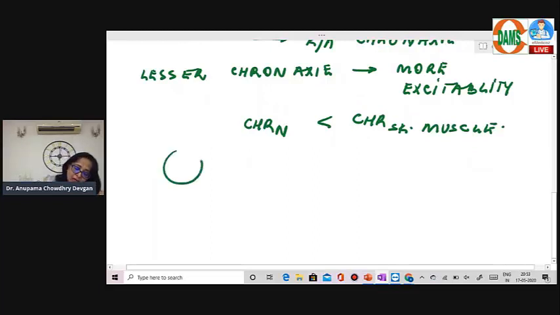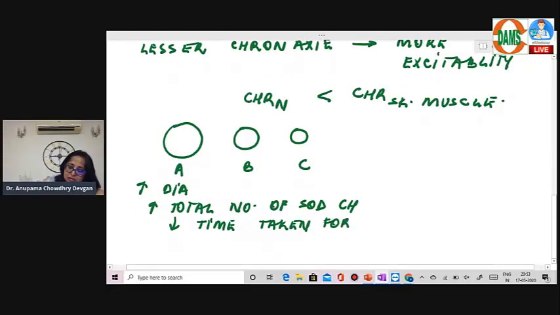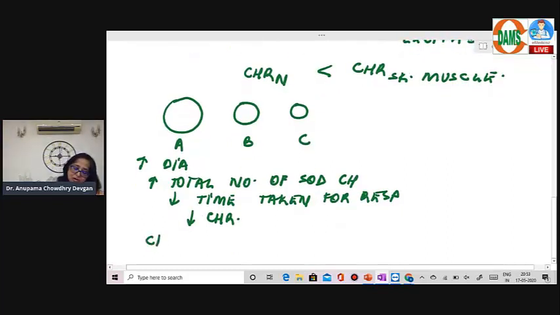And nerve fibers are of three types. There is type A, type B, and type C. A is the largest diameter, B is small, and C is least. More the diameter, more will be the total number of sodium channels. More the total number of sodium channels, lesser is the time taken for response. So what will happen to the chronaxy? Chronaxy will now reduce. There will be a decrease in chronaxy. So in other words, what is the chronaxy of the type A fiber? This will be less than chronaxy of B, which is less than chronaxy of C.